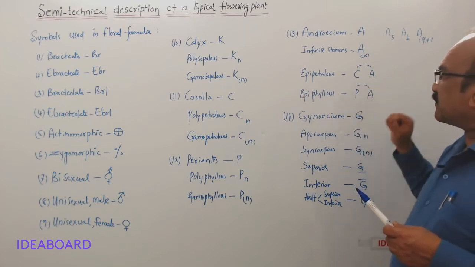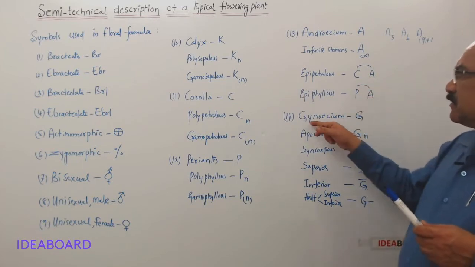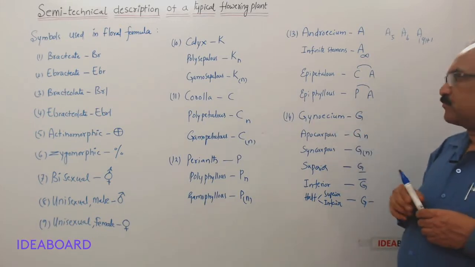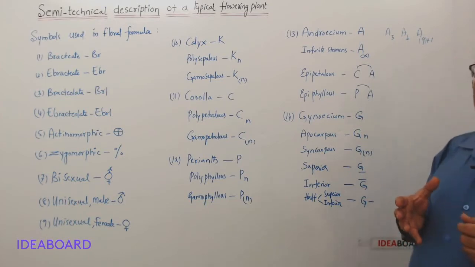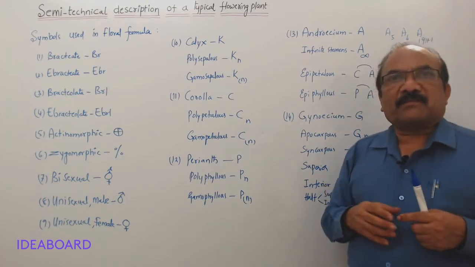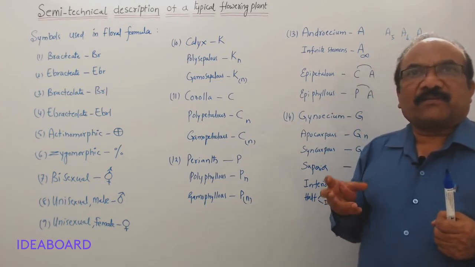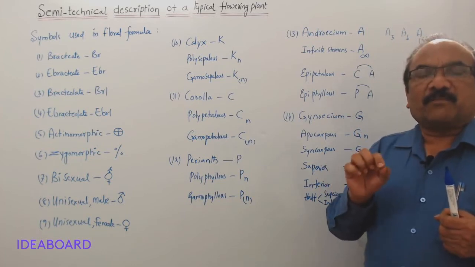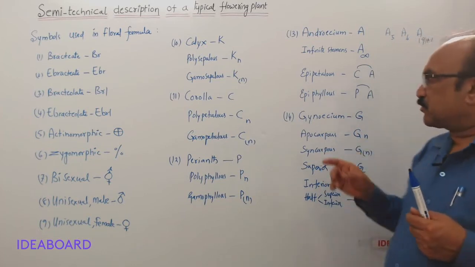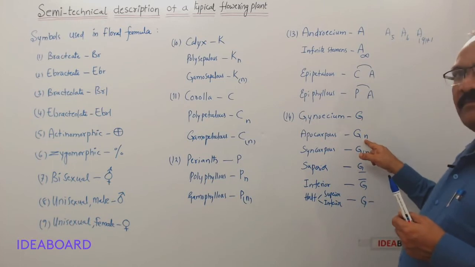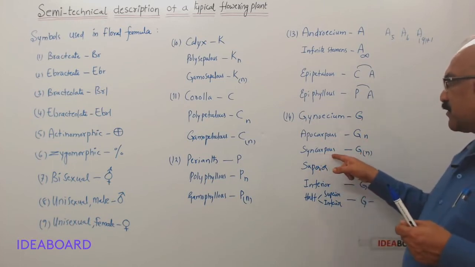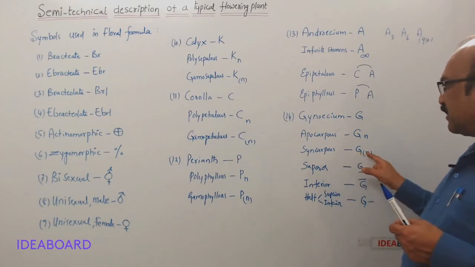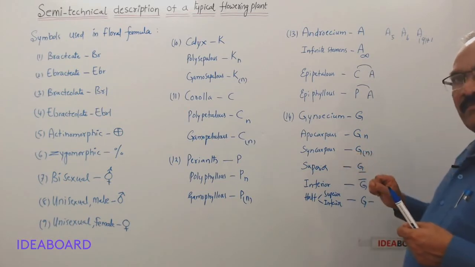So like this. And for the gynoecium, the symbol is G, and the gynoecium is composed of carpels. If these carpels are free, we call that gynoecium apocarpous gynoecium. So you see here G n. And if the carpels are fused, we call that gynoecium syncarpous gynoecium, G n in brackets.